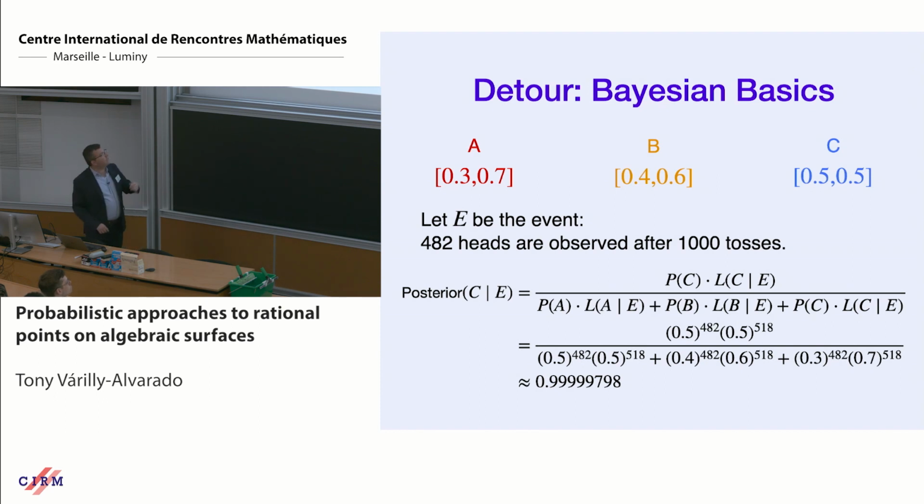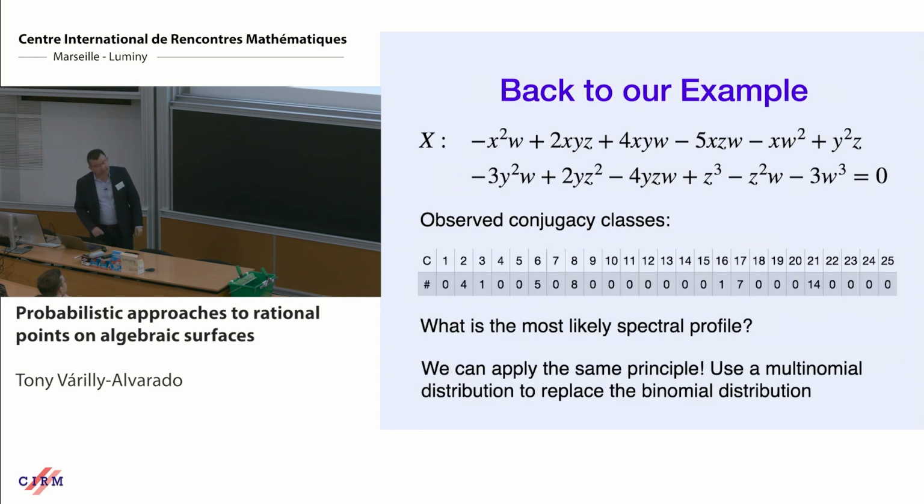This is something that we could program into the computer, and then the computer will say, oh, I think it's C. You just tell the computer, do enough tosses until you reach a certain threshold for the largest posterior probability. And that's exactly what we do in our example, right? But instead of having 2 states, heads and tails, we have 25 states. There are 25 conjugacy classes. So we can't quite use the binomial model because there's more than 2 things, there's 25 things. So I'll just use a multinomial distribution instead.